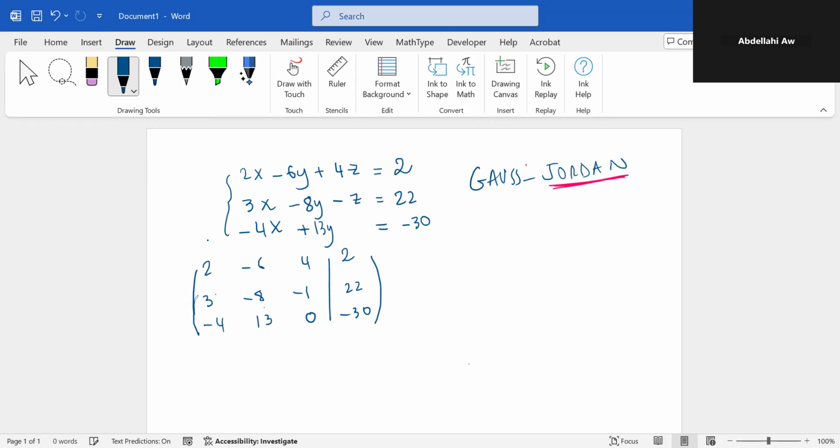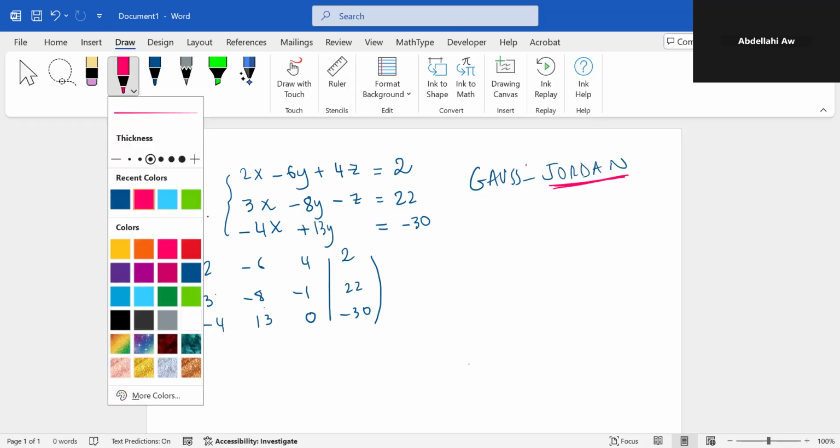Of course, these methods are not error or mistake tolerant, which means if you do one mistake, it's going to mess up the whole answer. All right, so hope we will not do any mistake.